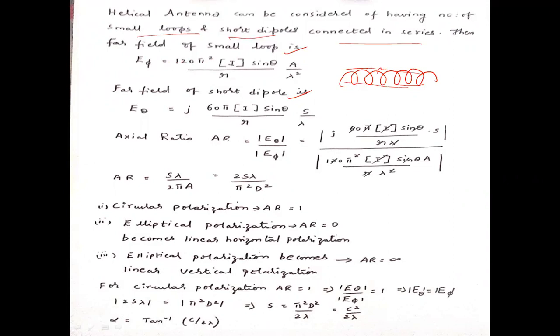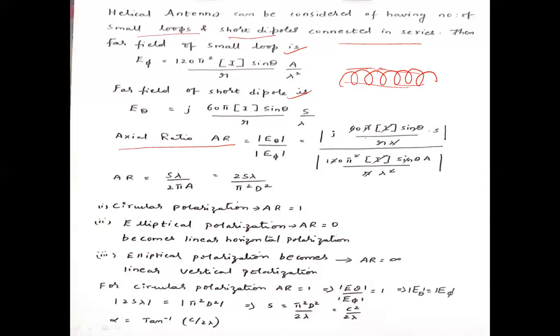So the field equation for small loop antenna is 120 pi square into I sin theta A by r lambda square. For the short dipole case, E theta is equal to j60 pi into I sin theta s by r lambda. So in this case, to analyze the helical antenna, we'll go with axial ratio. Axial ratio is nothing but the ratio of these two fields.